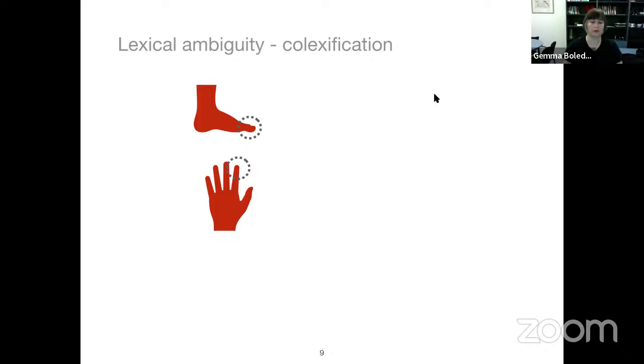Probably for most of you, it's the first time that you hear such a term. So let me introduce it with one example. If you have two meanings that are graphically depicted on the slide, you can do like English and assign each of the meanings to one word. So here we have toe and here we have finger. Or you can be like Catalan and colexify them in the same word. That is, package the two meanings into a single word, in this case, dit. And Catalan is my native language, by the way. So I know it well.